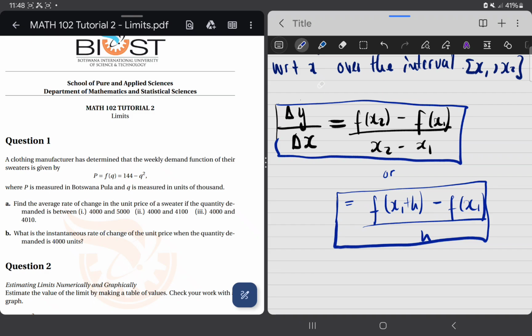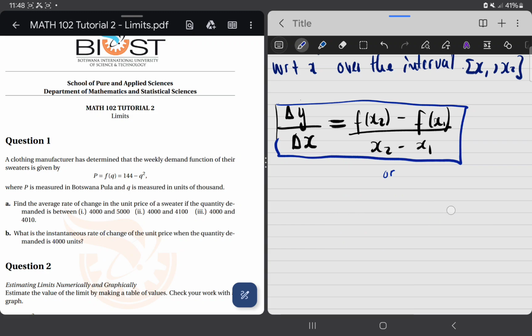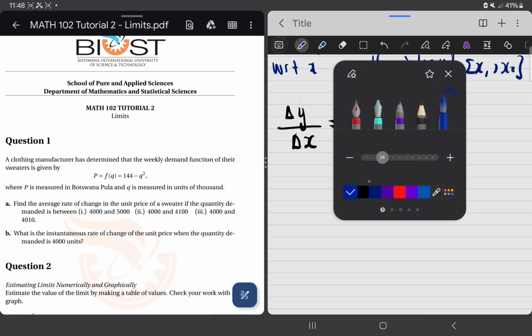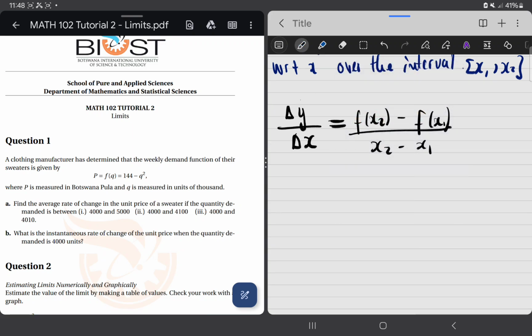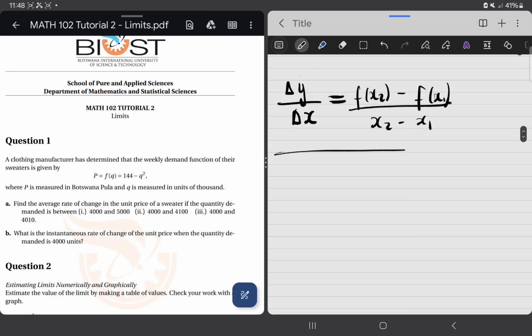So the average, change in y over change in x, we're going to use this: f of x2 minus f of x1 all over x2 minus x1. And f of x2 and f of x1 are things that we get by substituting x2 and x1 into the function itself. This is not going to be anything complicated. So I'm going to remove this other part, and we're going to deal with this: the average change in y over change in x is equal to f of x2 minus f of x1 over whatever. So now I'm going to underline.